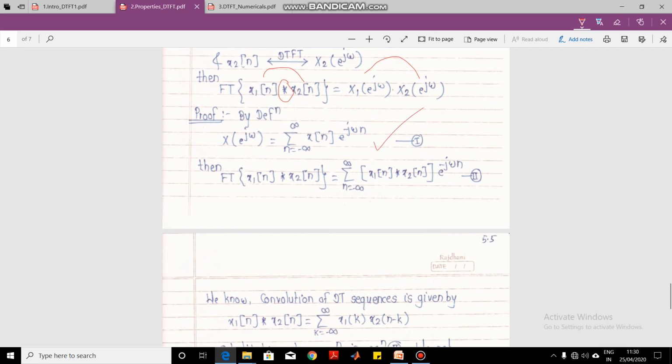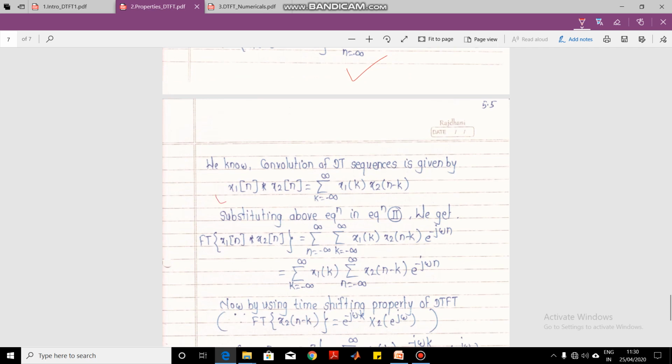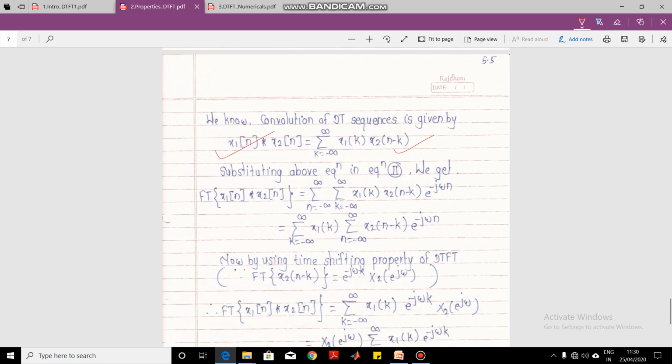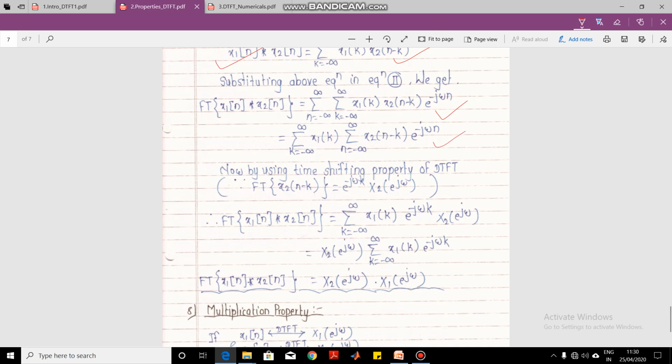So this is the definition. By definition, the DTFT is given for the x(n) signal. Now if you use the convolution equation, which we had seen in the second unit, and substitute it in our DTFT equation, we can get this equation here.